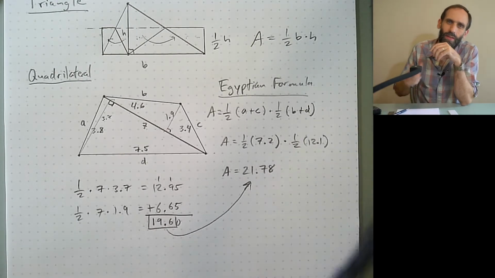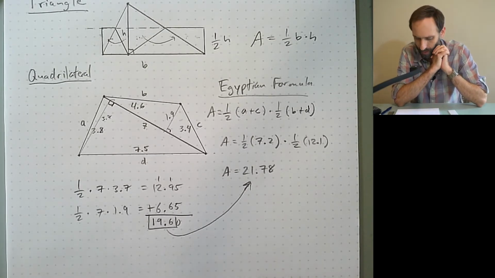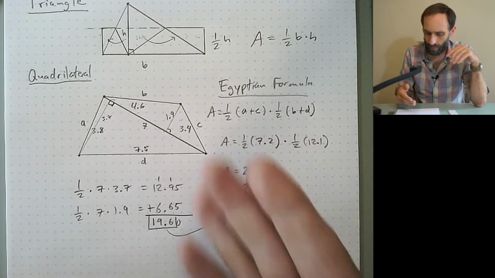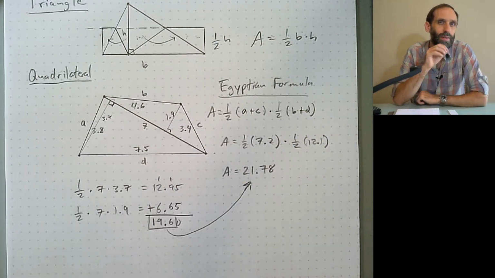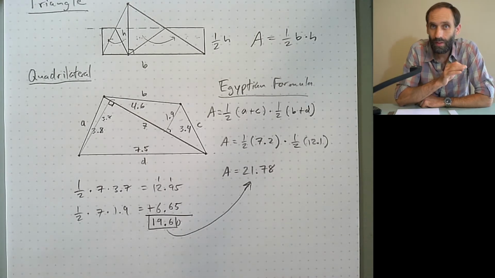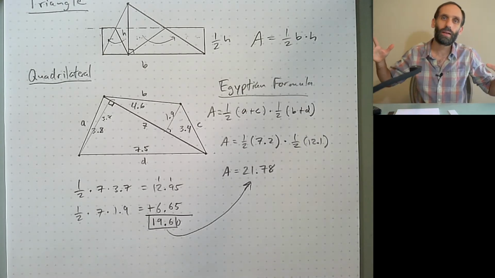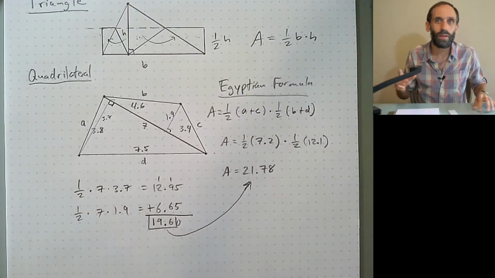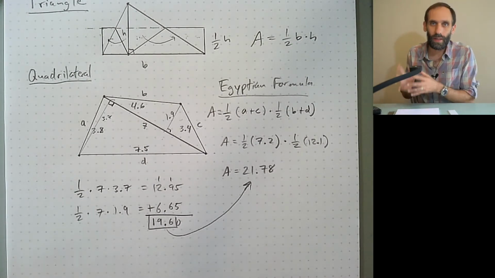Let's think about this for a second. So why did the Egyptians develop formulas for finding the areas of quadrilaterals? One reason they did it is to charge the farmers taxes, right? So it's like, okay, you as a farmer, you have this much land, and based on the amount of land you have, you owe us this much tax. So they would charge based on the amount of land.